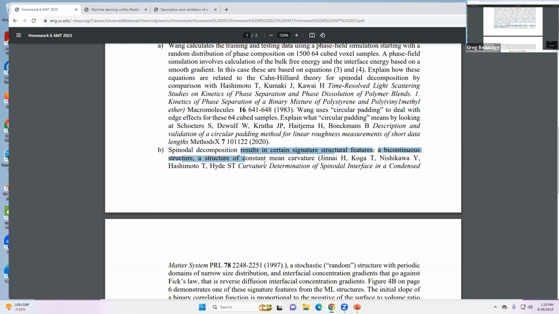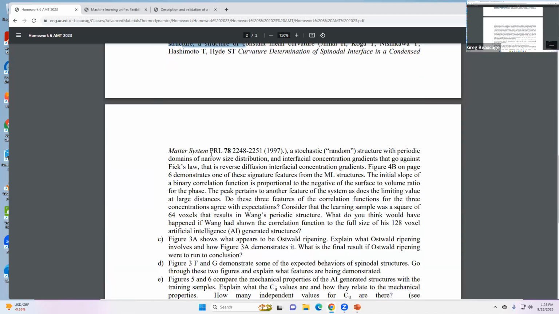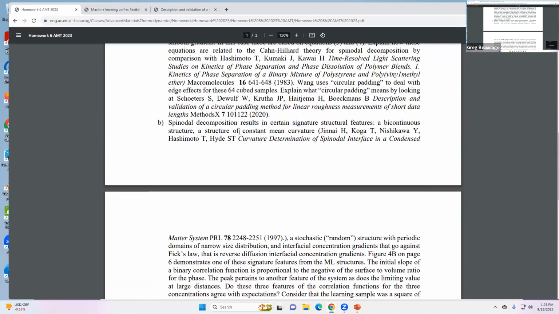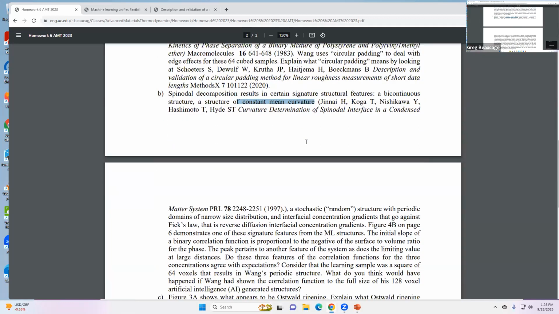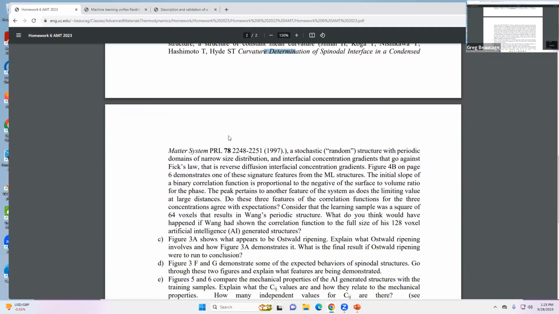All right, so there's a certain signature. They talk about constant mean curvature. Hashimoto also has a paper where he determines constant mean curvatures. It's linked in there somewhere. Stochastic, so it's random, but has periodicity and interfacial concentration gradients that go against Fick's law, reverse diffusion.